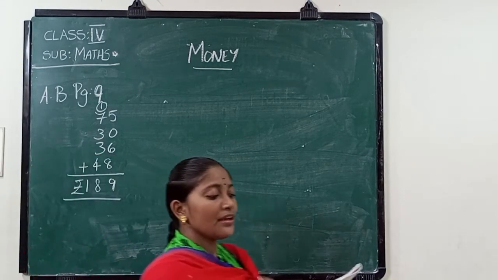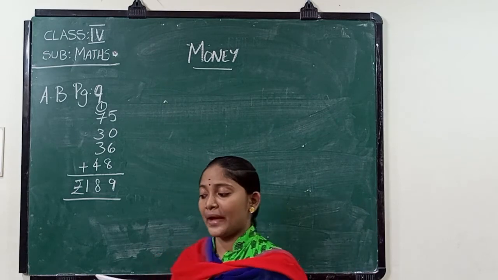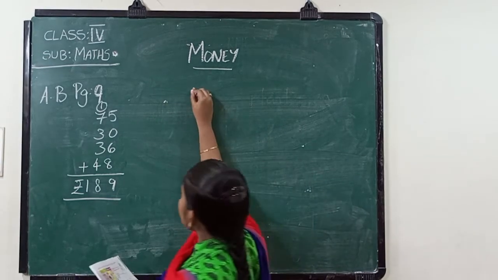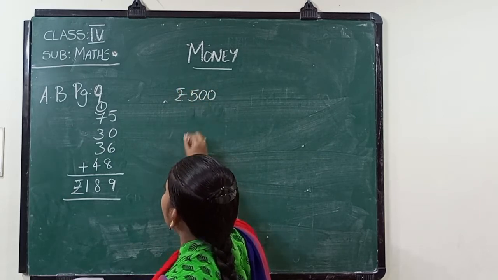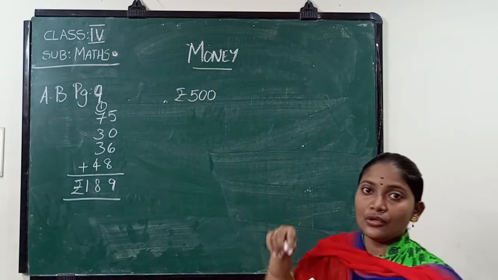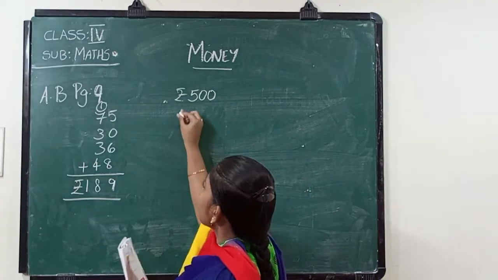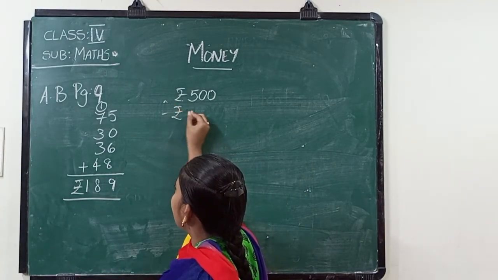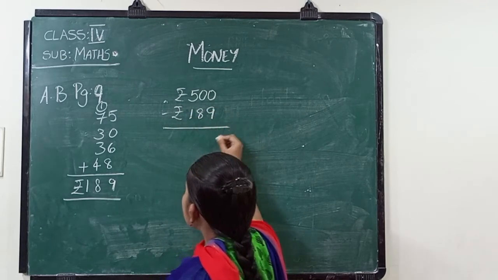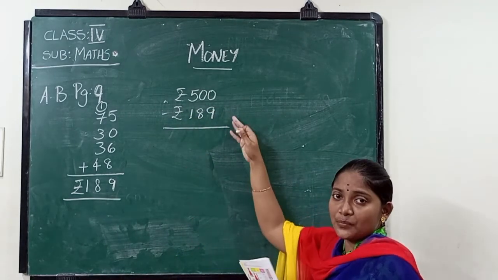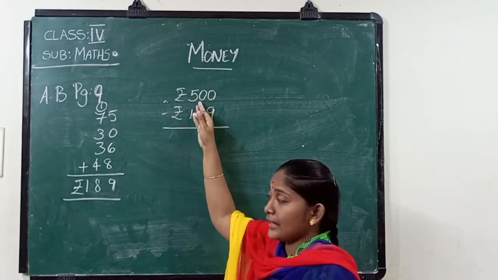For the first one, if Ajit gave a 500 note, how much change will he get back? Total is 189. He gave the shopkeeper a rupees 500 note. So how much change did he get back? It means we have to subtract 189 from 500. See here, 0 minus 9, is it possible? No. What we have to do? We have to borrow from the next place.